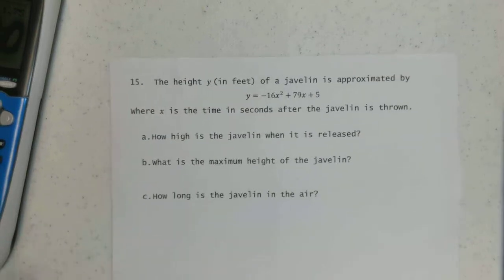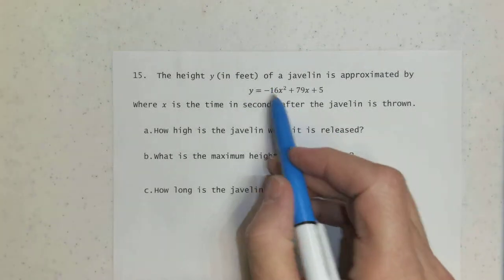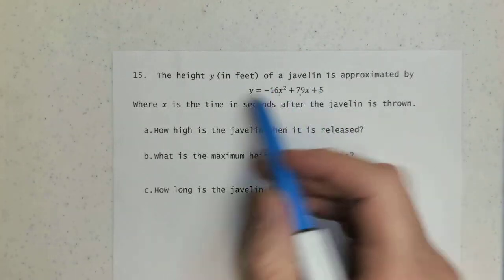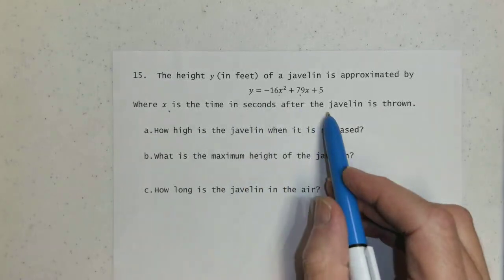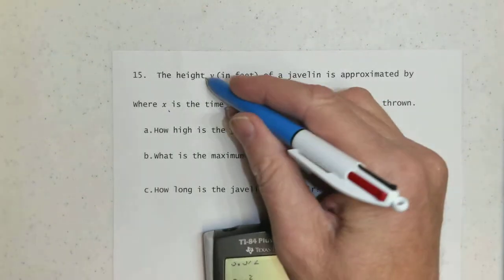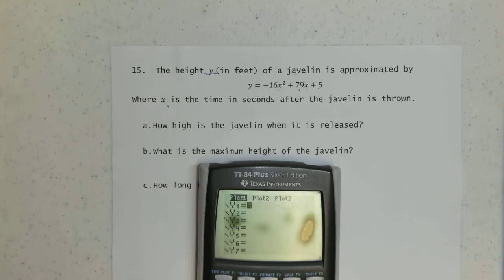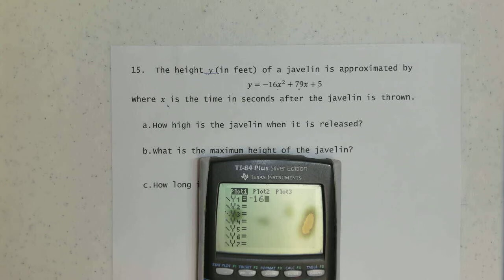One last problem. The height, y, in feet of a javelin is approximated by y equals negative 16x squared plus 79x plus 5. x is the time in seconds after the javelin is thrown. Height is y in feet. Okay. y equals, let's clear this out, negative 16x squared plus 79x plus 5. I'll graph that.